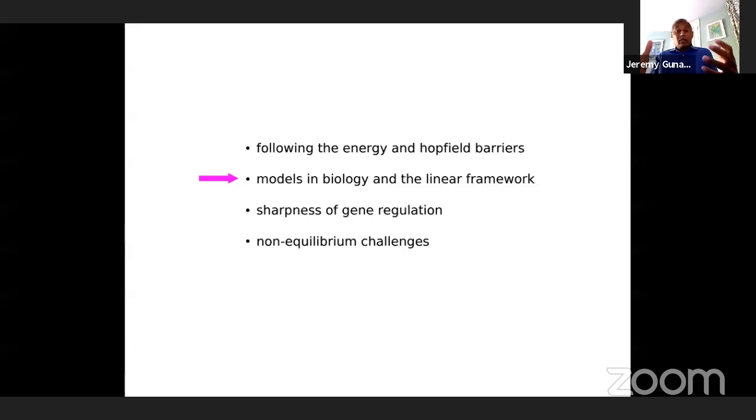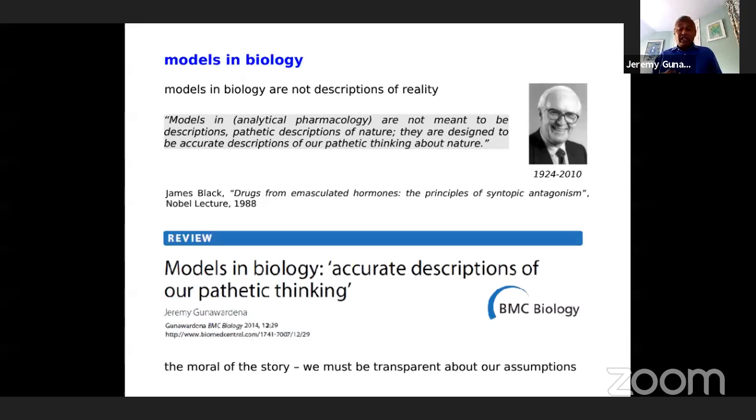And it's quite natural to bring that viewpoint into biology. And I think this actually is rather dangerous because the problem is that when we work in biology, we don't start from Schrödinger's equation and create our models. Our models are phenomenological. And I would argue, when I teach systems biology, this is what I do argue, the models we make in biology are not descriptions of reality, and it's a mistake to think they are. What are they in that case? And I think the person who said this most beautifully is the pharmacologist James Black, illustrated there.